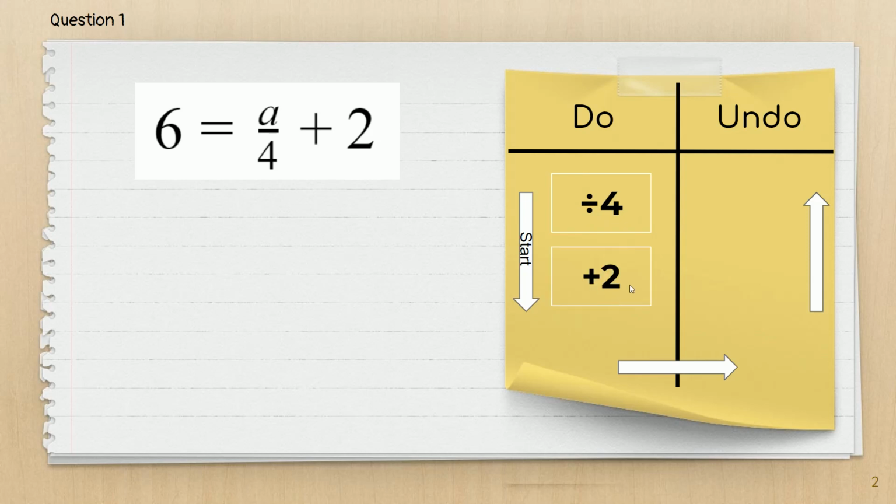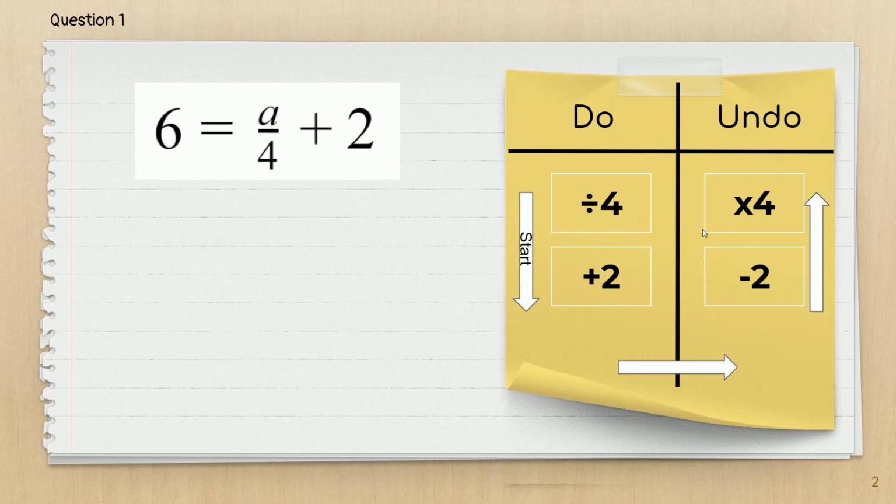Now, once we complete the do side of the chart, we need to use our inverse operations and put them on the undo side. So the opposite of dividing by 4 is multiplying by 4, and the opposite of adding 2 is subtracting 2.